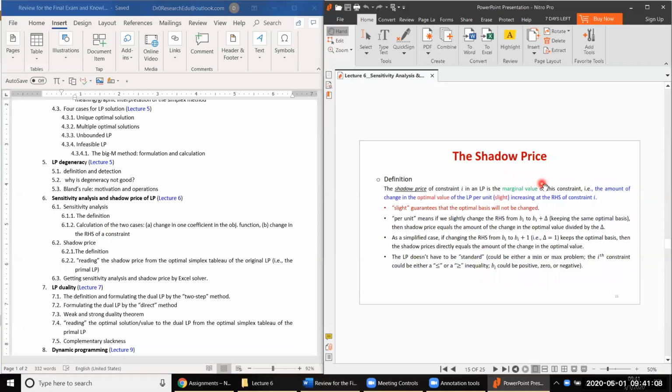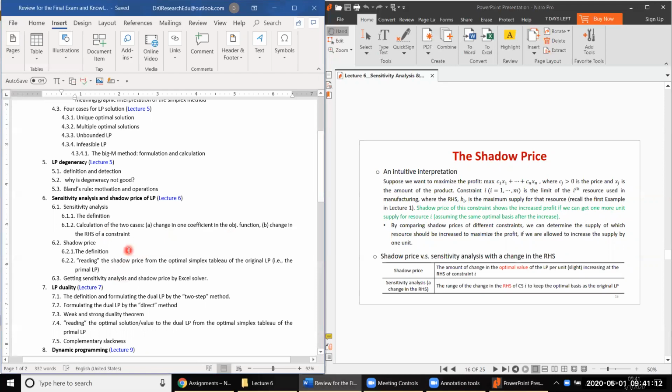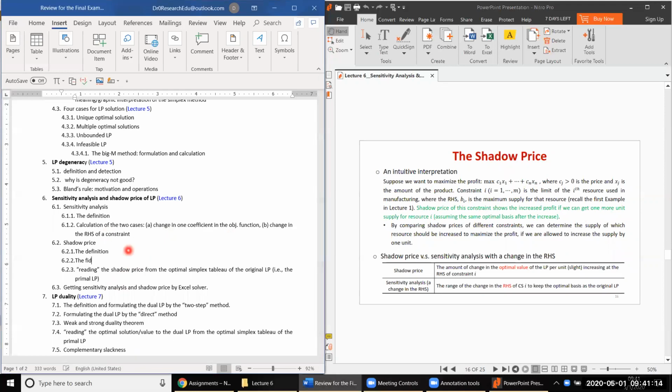I actually forgot one thing here, which is the definition. And the second thing is the difference between the shadow price and sensitivity analysis. This is very important. You need to know the difference. They are talking about two different things, okay, which is right here, you can see.